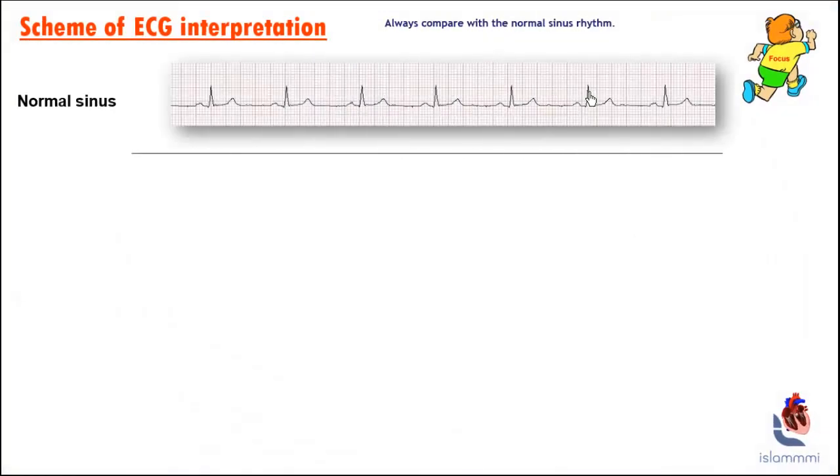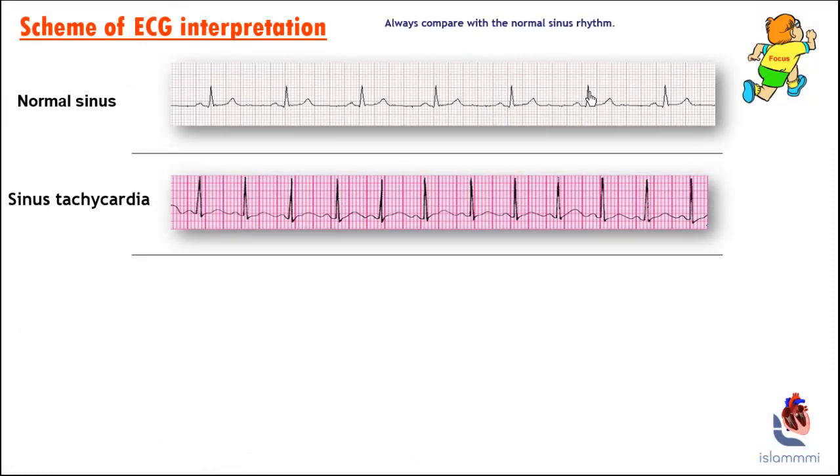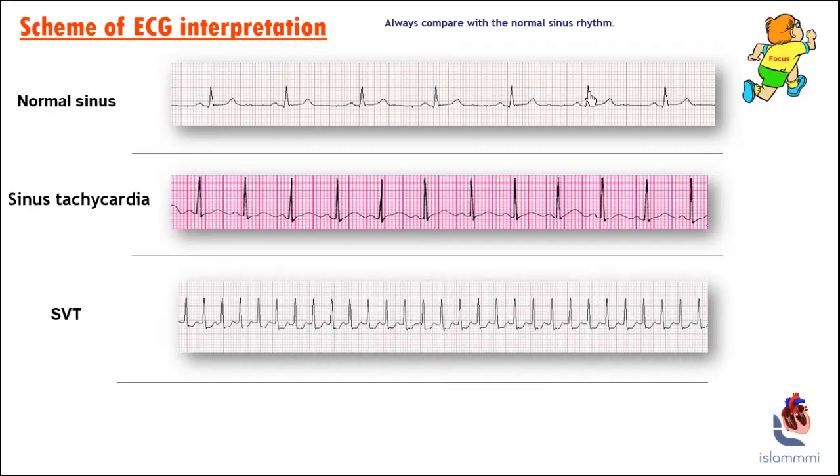Okay, so compare between the sinus, this is the normal, this is the sinus tachycardia, okay? We have a clear P wave here, and this is supraventricular, the one we said before. It's the same like this, very regular as we can see, but without P wave. And finally, this is AF.